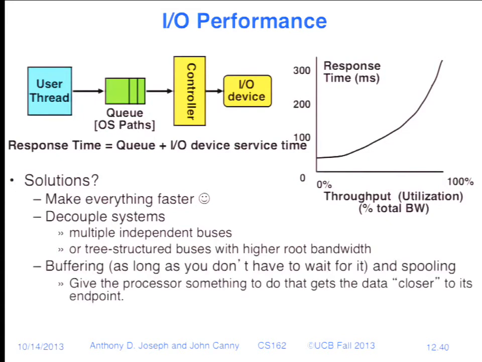All right. And finally, buffering and spooling, which are ways of giving the process a way of moving the data somewhere, hopefully closer to its endpoint, without necessarily executing it. All right, so we'll stop there, and there's a quiz at the end, but we'll leave that till next time.